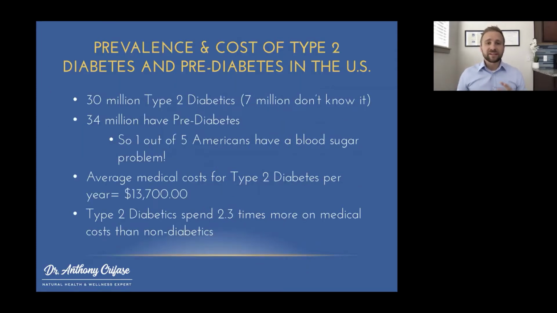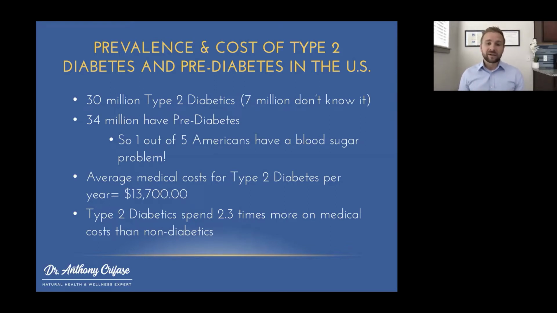So the prevalence and cost of type 2 diabetes and pre-diabetes in the United States is outrageous. It's estimated that about 30 million Americans have type 2 diabetes and 7 million don't even know they have it. Now, that's just crazy. There's lots and lots of people who are suffering from this, and this comes down to improper blood sugar over a period of time. 34 million have pre-diabetes on top of that 30 million with type 2 diabetes. So essentially 1 out of 5 Americans has a blood sugar problem. Now, this is not that surprising as the standard American diet is loaded with processed foods, sugars, and much more that I'm sure you are aware of.